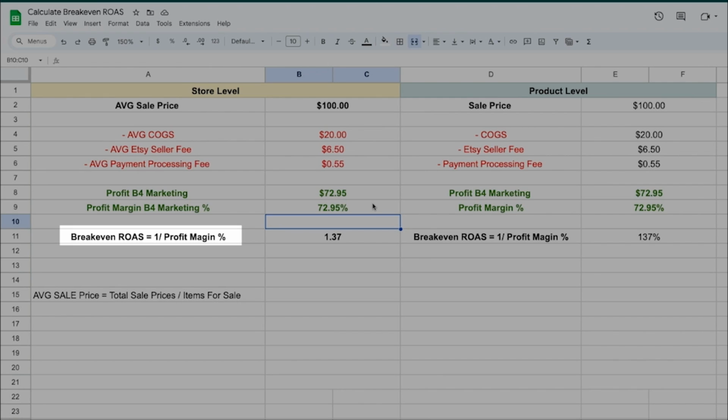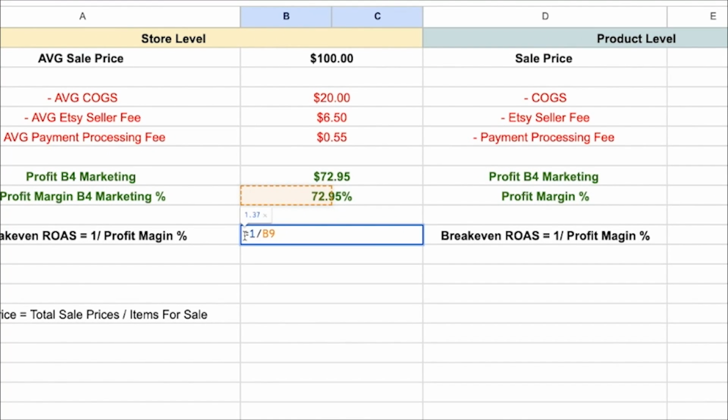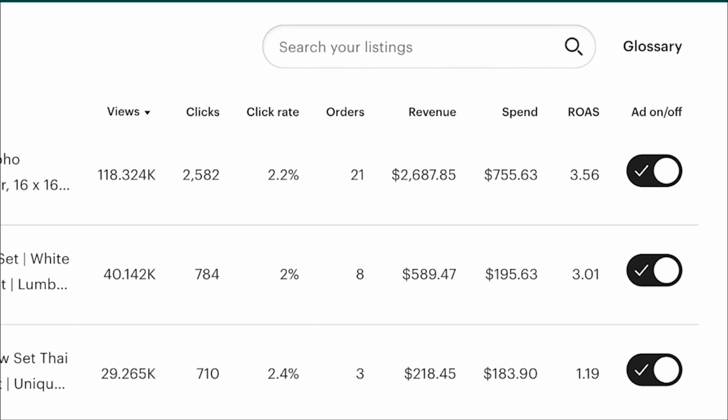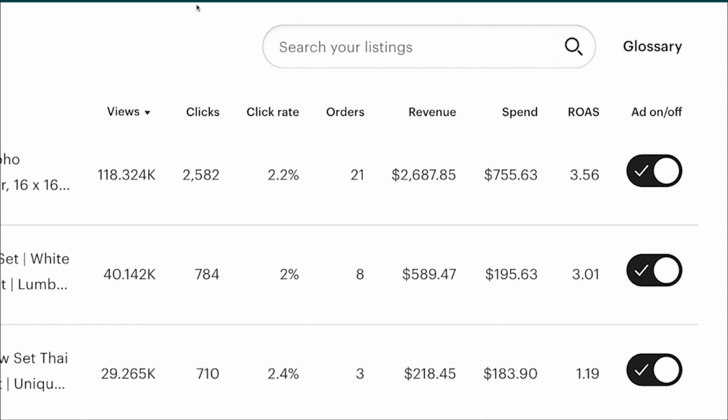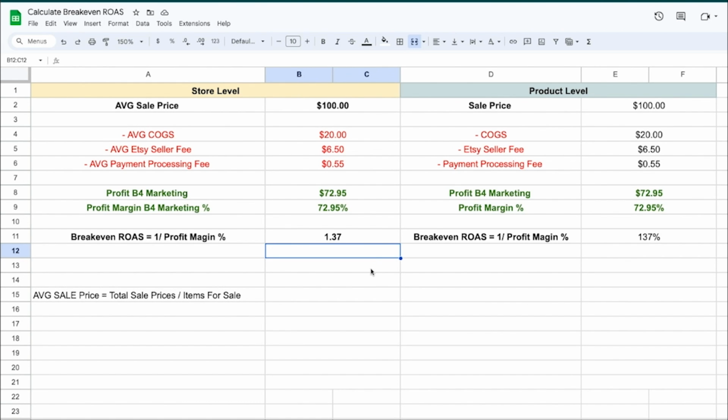Now, to calculate the break-even ROAS, it's very simple. All we do is divide 1 by our profit margin percentage before marketing, and that's going to give us 1.37. So when you come to your Etsy ads, if you see 1.37 in this column, that means you're breaking even. If it goes below 1.37, that means you're not profitable on what the ad generated you. That doesn't mean the whole listing wasn't profitable, because you also have organic sales coming in. It just means based off the ad itself, it wasn't profitable for whatever period of time you set your ads to.